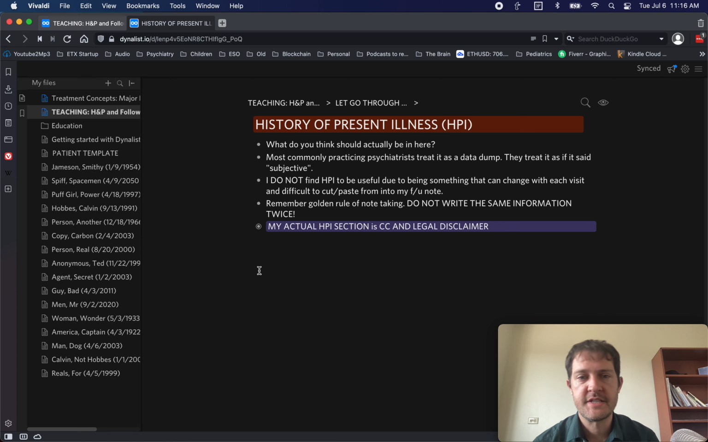HPI is typically the first section. So what do you think should be in there? Most commonly, it's a data dump section. They treat it like HPI says subjective, which is the first third-ish of the note, and they just data dump. It's hard to look back at. They try to cover their base points, and they have no intention of writing detailed notes for follow-ups and keeping information. So super common. Super bad practice, but that's what they do.